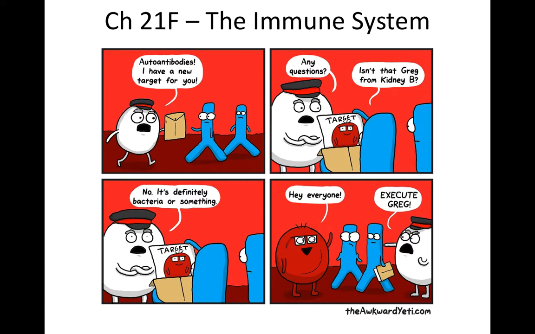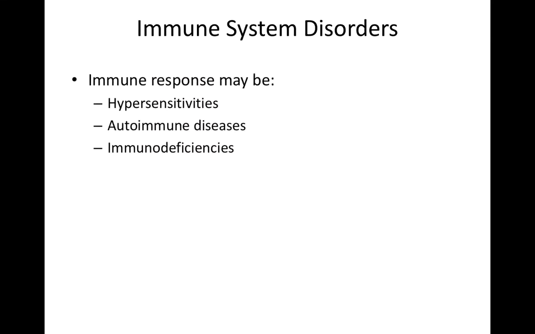Welcome back. Our last topic for the immune system is going to be to look at some disorders, including autoimmunity, which is what we're kind of looking at here. Okay, so there's basically three ways that the immune response can be misguided. A hypersensitivity is a reaction to something that doesn't need to be reacted to, so the immune system is being overly sensitive.